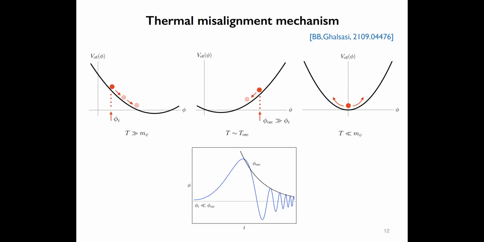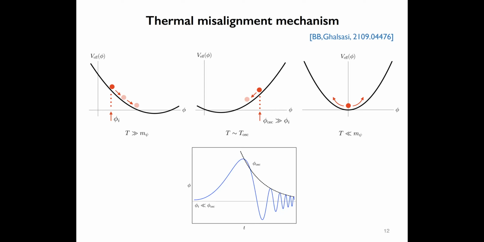Okay, so now here is just a quick cartoon sketch of the ideas that we're exploring. So in the thermal misalignment mechanism, basically what happens is there's a finite temperature effective potential that operates at high temperatures, and it causes a new minimum to develop. And so the scalar field will roll towards that minimum at large field values, generating misalignment.